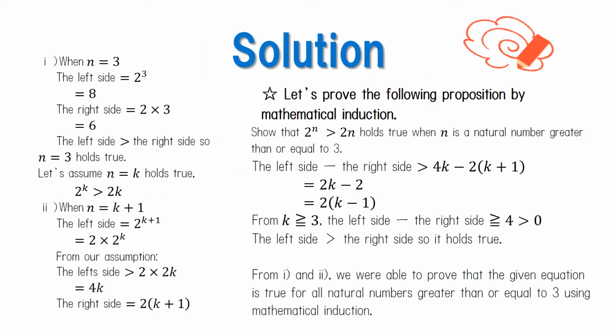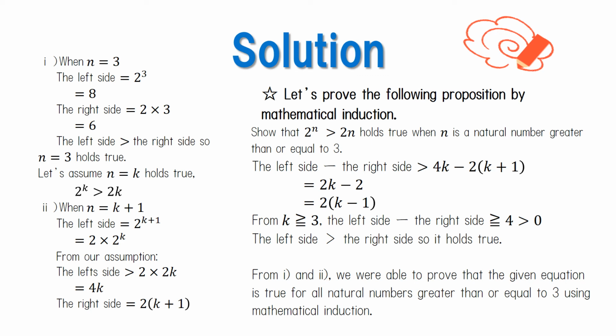When n equals 3, the left side equals 2 cubed, which equals 8. The right side equals 2 times 3, which equals 6. Therefore, the left side is greater than the right side. If we assume n equals k holds true, then 2 to the power of k is greater than 2k.